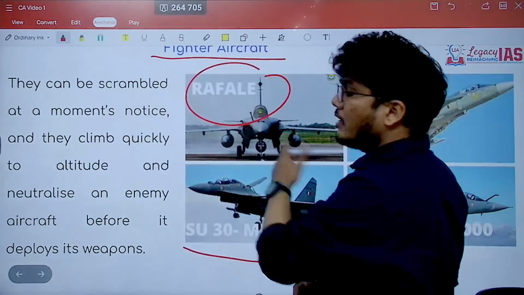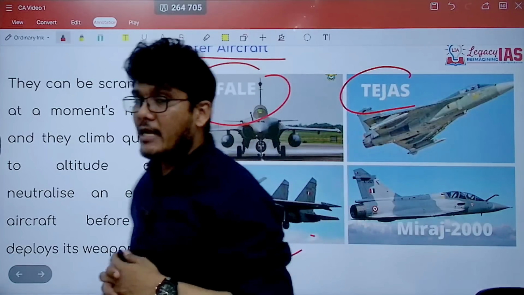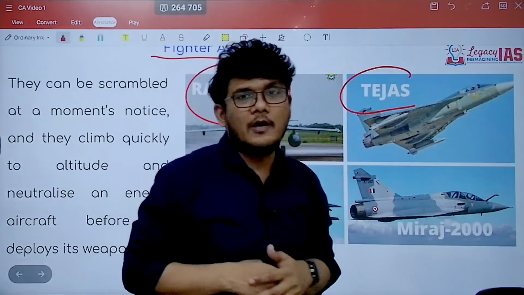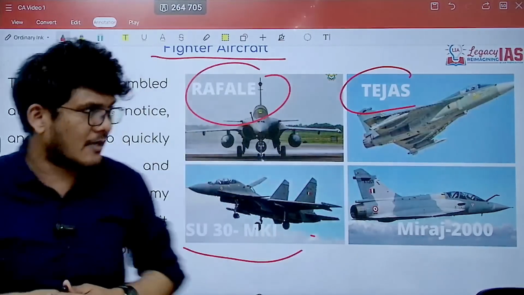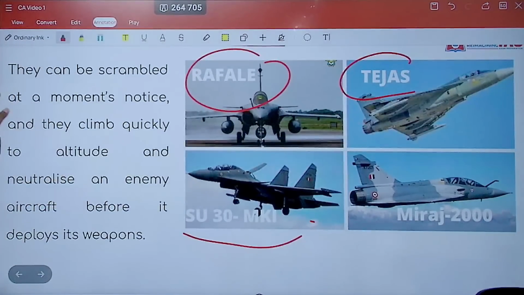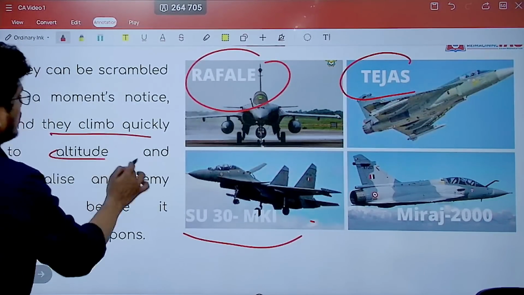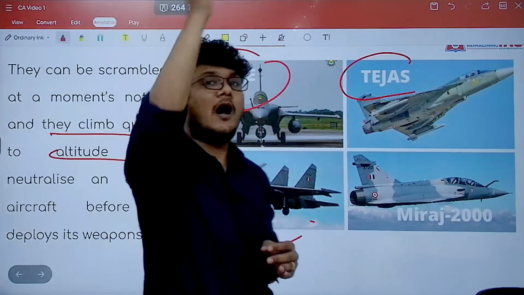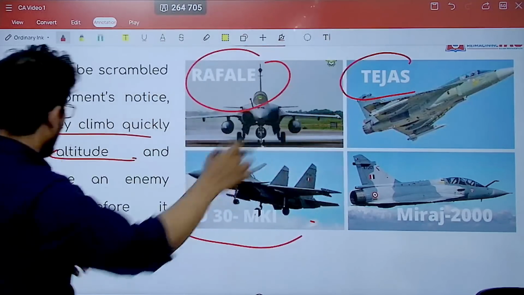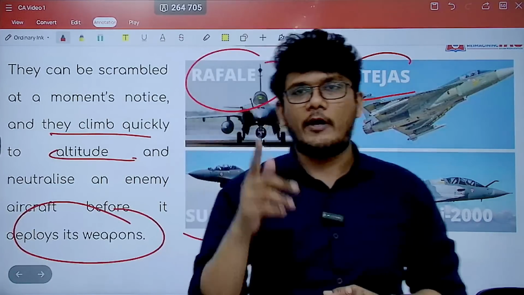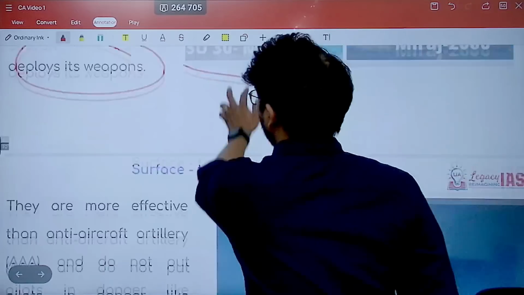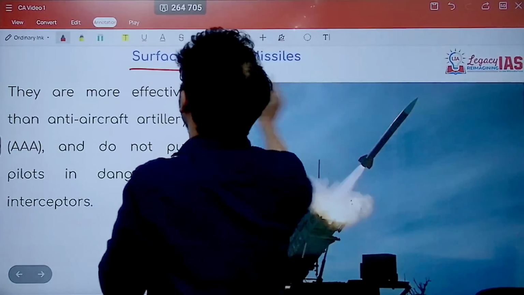In fact, the fighter jets can be taken off from the deck of the aircraft carrier as well, for example INS Vikrant, etc. They can quickly climb to a high altitude and then they can use the air-to-air missiles to destroy the target. So this is one. Second, you have surface-to-air missiles.